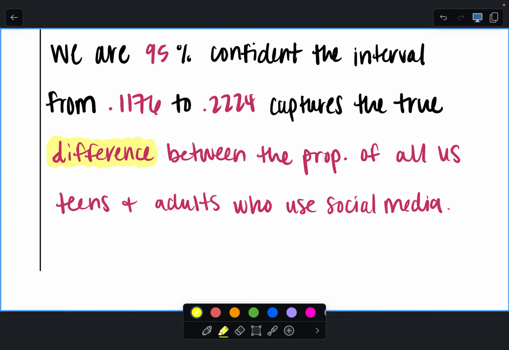But this is the same sentence we used for one sample. It just has that added word in. But the process is basically the same: communicate, conditions, calculate, conclude.